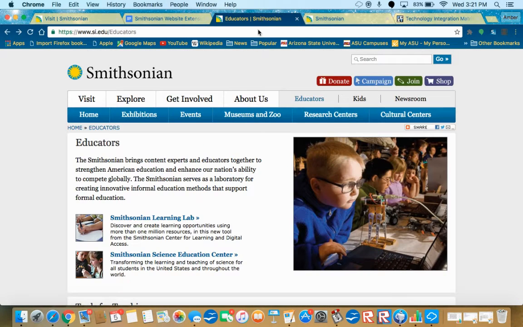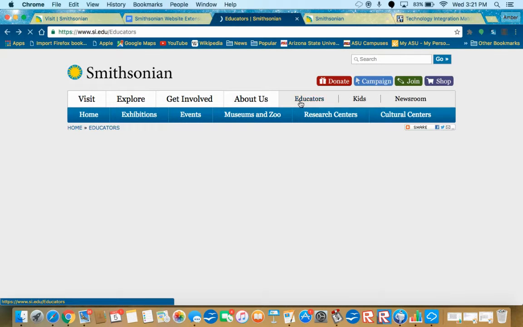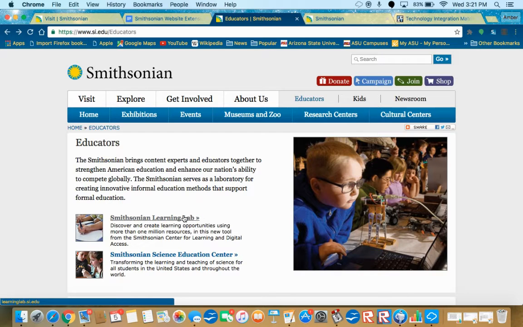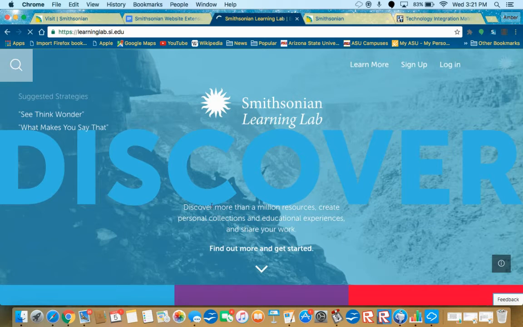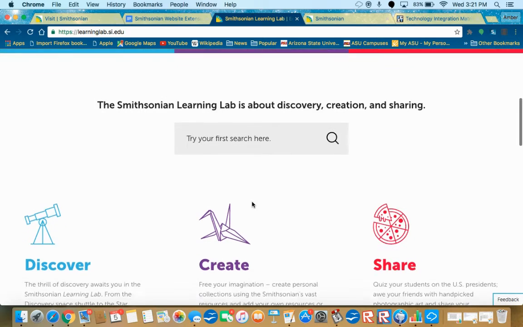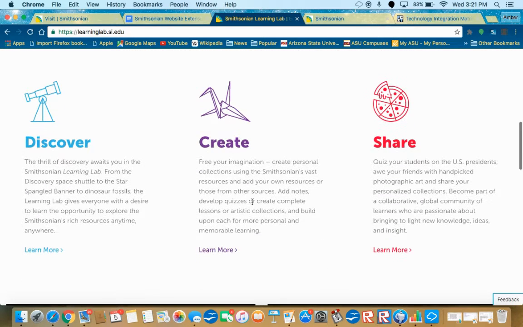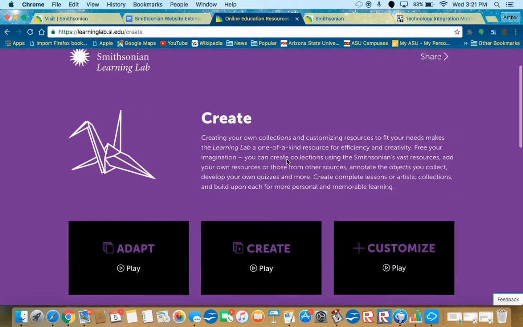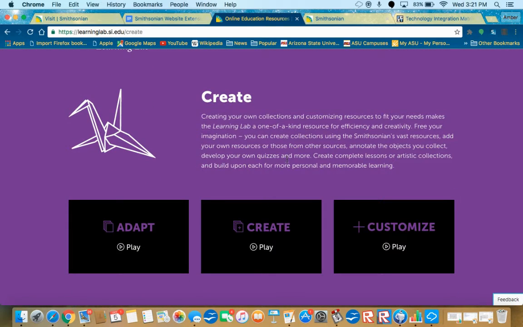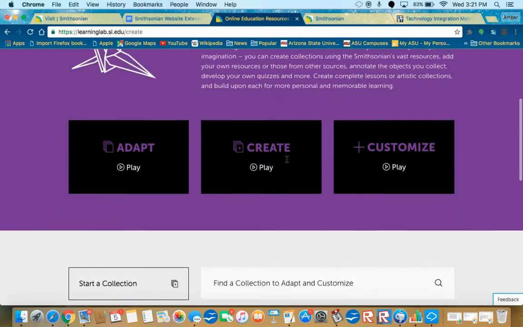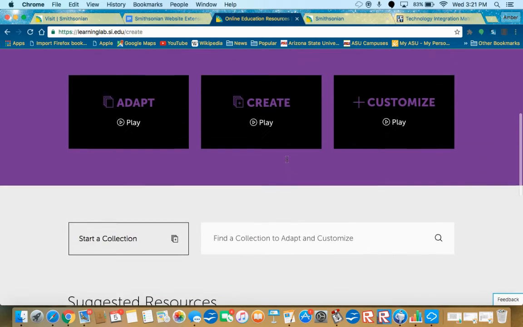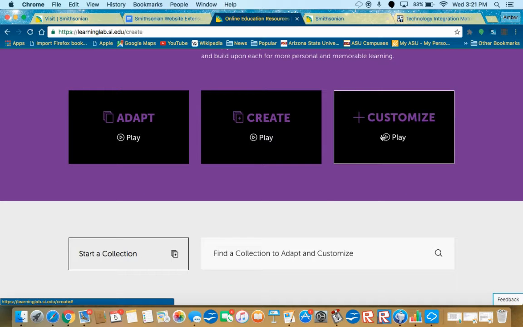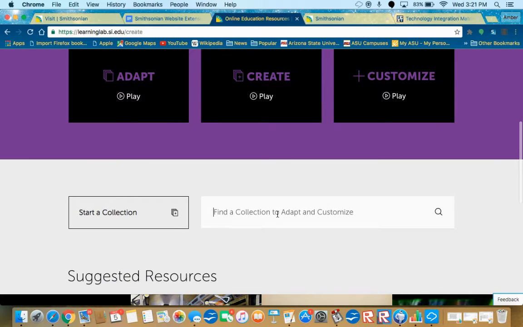Going back to Smithsonian, as I said, I was going to be doing 2 activities. If you click on the educator side, it will take you to the Smithsonian Learning Lab. Click on that, and then it says to discover, create, or share. Today we're going to be creating. You can create your own particular collection, but I'm just going to be searching a collection today. If you ever wanted to create your own, these are the videos that you would watch on how to do that. So finding a collection, we want to talk about the Civil War.